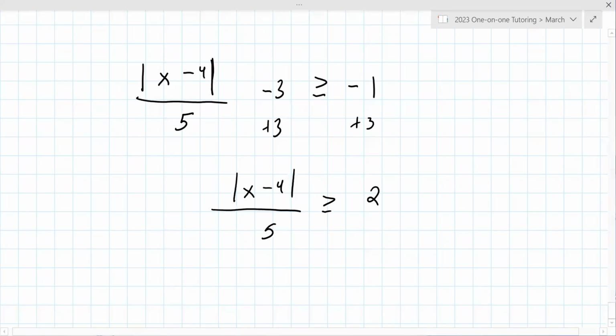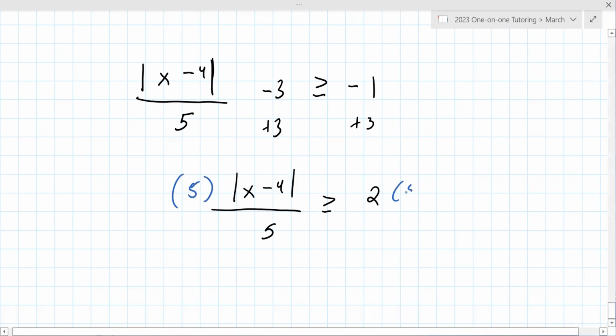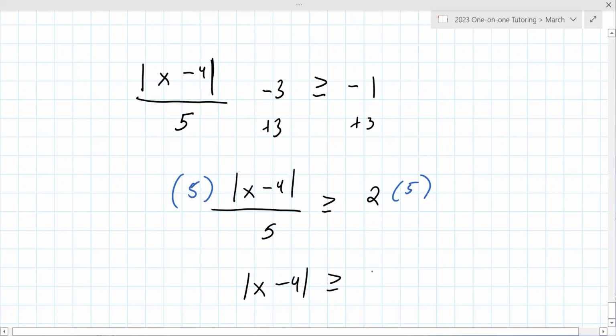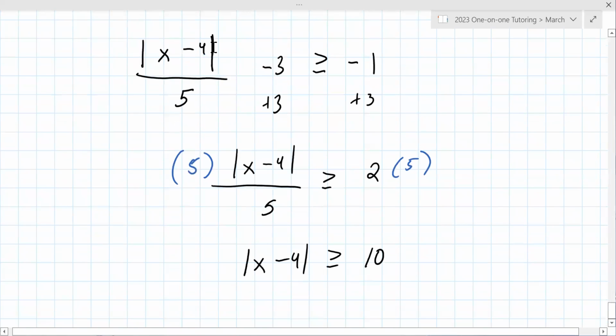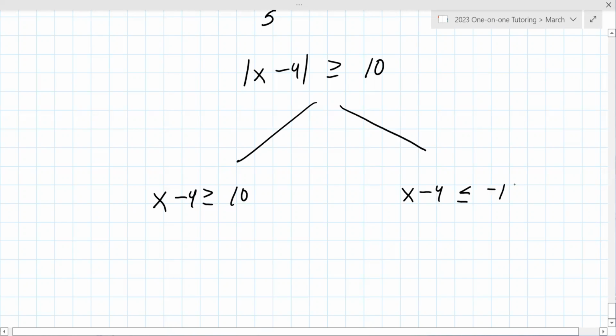Now you undo this division by 5 by multiplying by 5 on both sides. So now it's absolute value x minus 4 greater than or equal to 10. Now that the absolute value is isolated, now you can break it apart. It's case 1, case 2. It's exactly what's written without the absolute value, then it's the flip of it and the negation of the number. But you got to get it back to this form, just like we're doing in the other case.